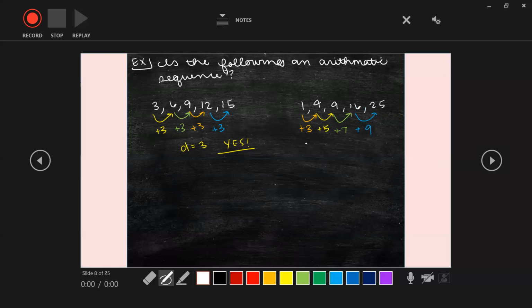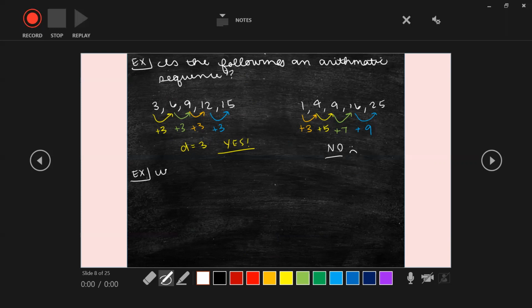Is this the same? Yep, so we don't have a D, so that means what? It is not an arithmetic sequence. Very good. You're going to be asked questions like this.